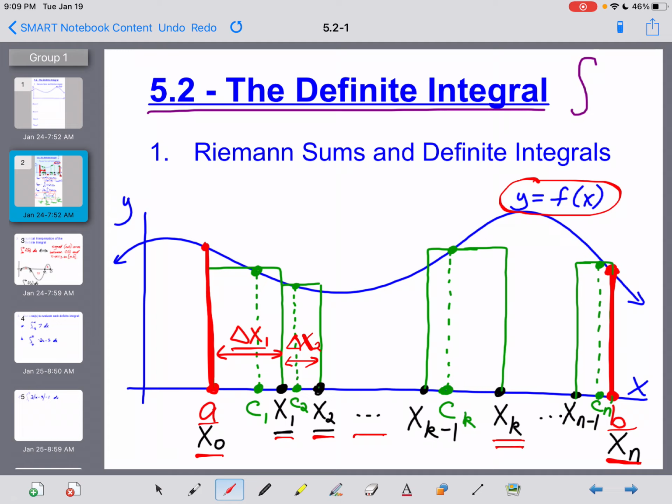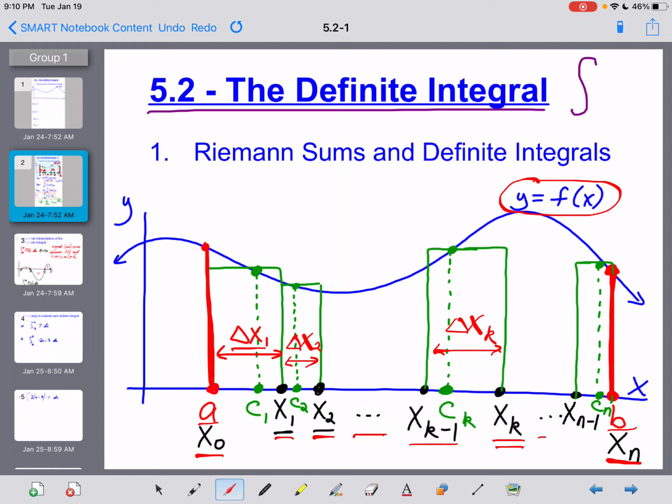X sub k, this is weird, is the kth x value in your subinterval here. And the one right before that, we're going to call x sub k minus 1. Now, looking at some of the notations that we've used before, like for the delta x's, that means that this span across right here, guys, is going to be delta x sub, and if you look at the other ones, that's going to be delta x sub k. And so on and so forth.